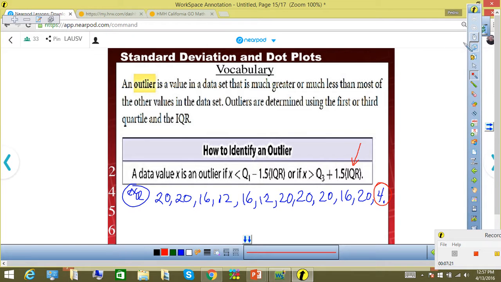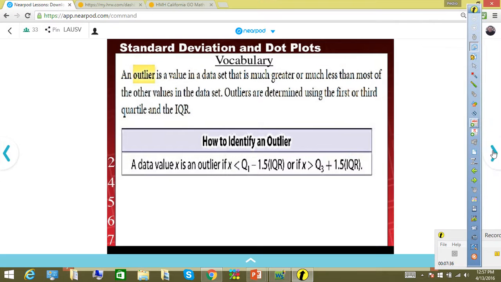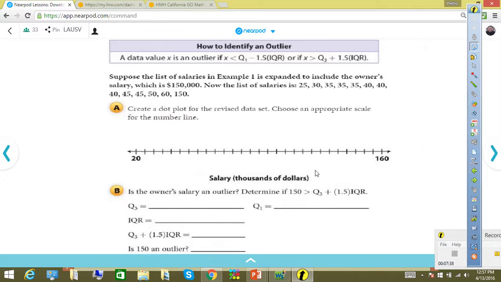Question was, could there be more than one outlier? Yes, there could. But for right now, I just wanted to show you this so that it's so obvious that you can see it. Okay? So I'm going to forward to the next slide, and we're going to work on this problem. Right, example number 1.